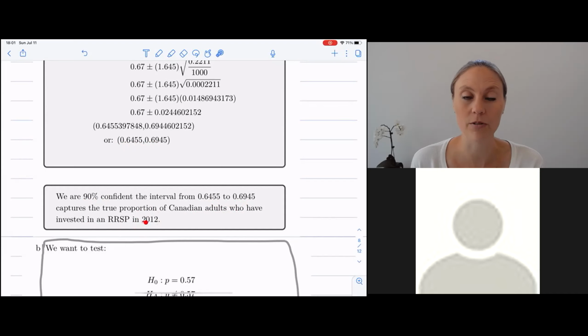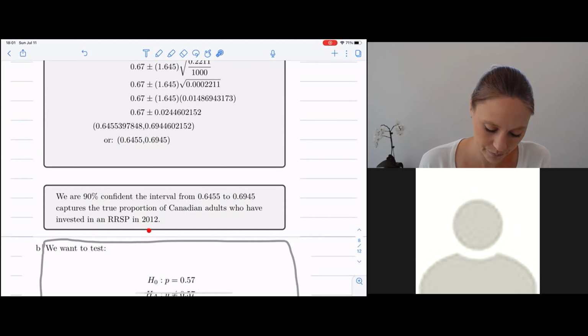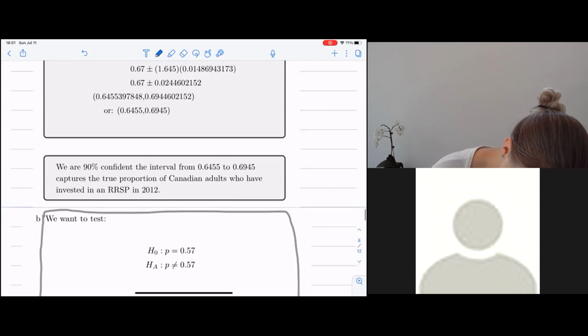Because the sample came from 2012, right? So that's what our confidence interval is trying to say. Notice I used true proportion. True proportion is the population proportion.